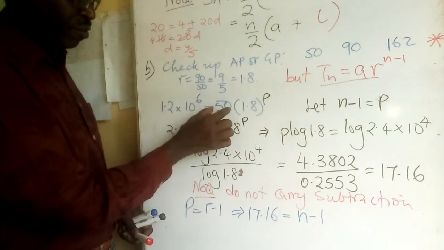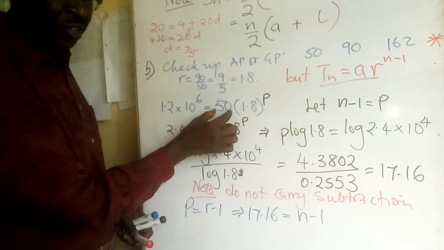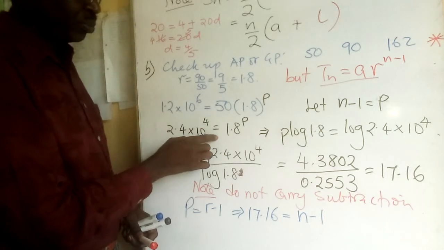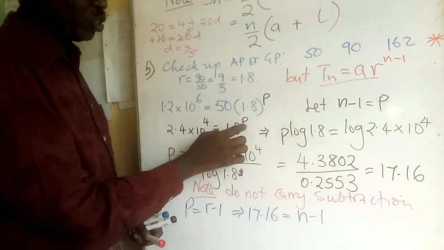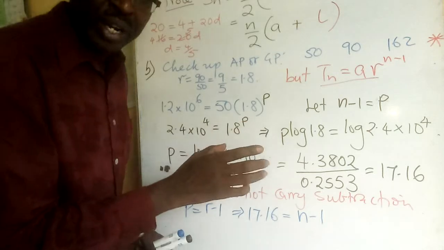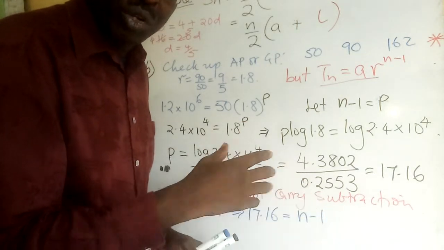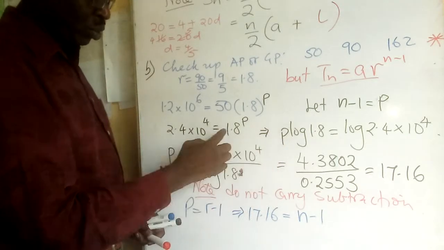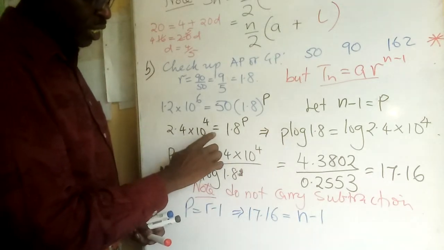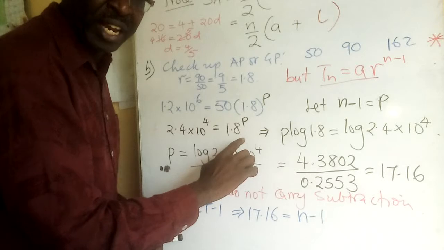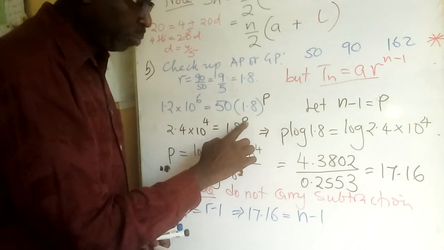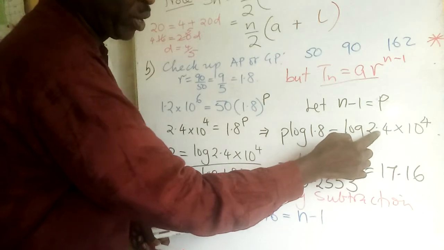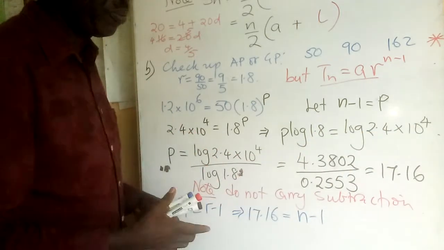I divide this side by 50. It gives me 2.4 times 10 to the power 4. And I remain here with 1.8 to the power P. Whenever you have a power, you can take logarithm of both sides. That's what I've done. So log of the left hand side is equal to log of the right hand side. Then P comes down: P log 1.8 is equal to logarithm of 2.4 times 10 to the power 4.